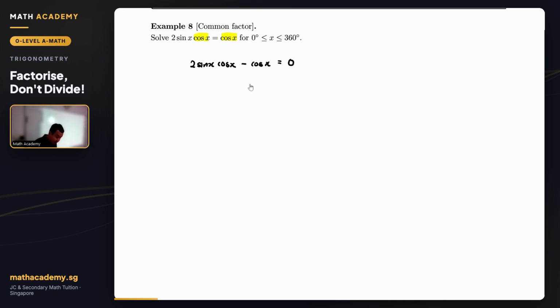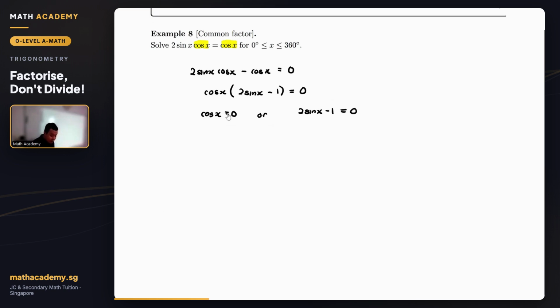You see a common factor, so what you would like to do is to factorize out that common factor. And since your equation is 0, I will get cosine x is 0, or I will get 2 sine x minus 1 to be 0. Okay, so what is different from last week is you now have two equations to solve. Let's start from solving cosine x to be 0 first.